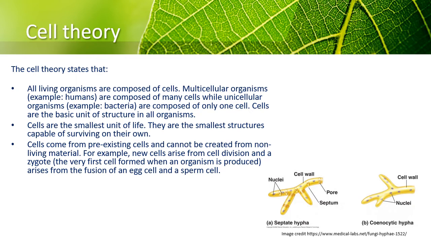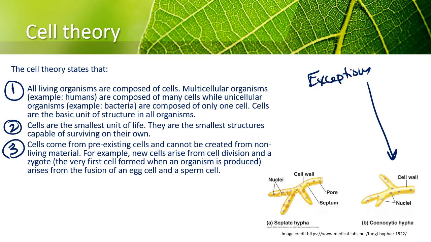So cell theory, remember that cell theory states that number one, all living things are composed of cells. Number two, cells are the basic building blocks of all living things. And number three, cells come from pre-existing cells. You can read all the other words if you want to, but that's the major gist of cell theory. Remember that there are some exceptions to cell theory, and here is one example.